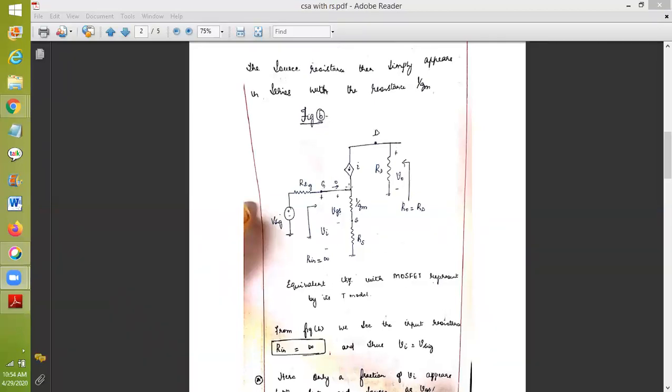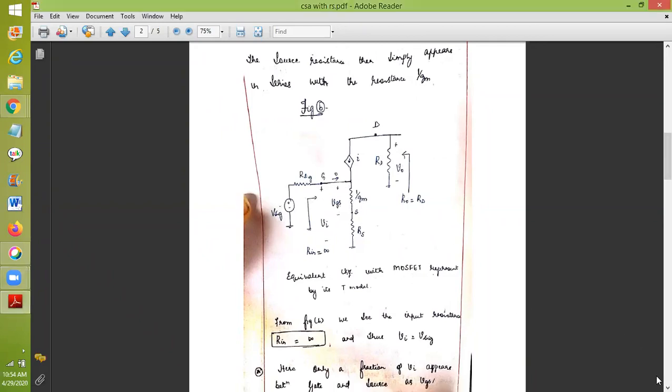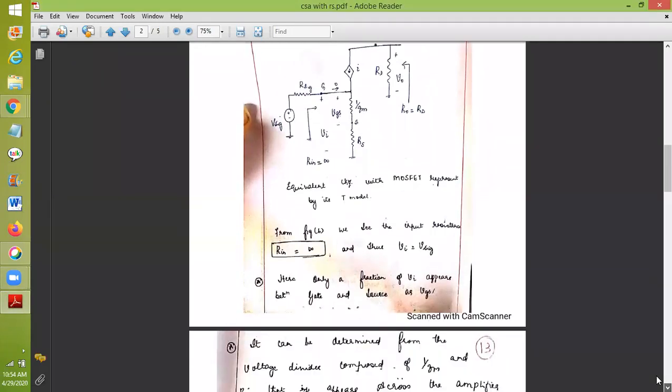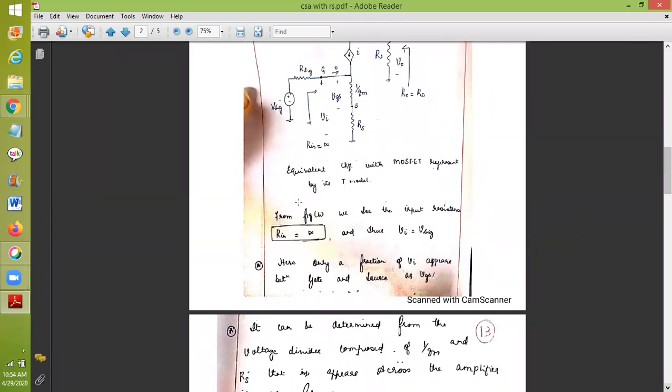See here, it forms a T. If you see gate, drain and source, it is forming a T. So this part of the circuitry remains the same. Only the MOSFET you are replacing with the T equivalent. That is the gate here, and this is the current source, with the resistance 1 divided by Gm.